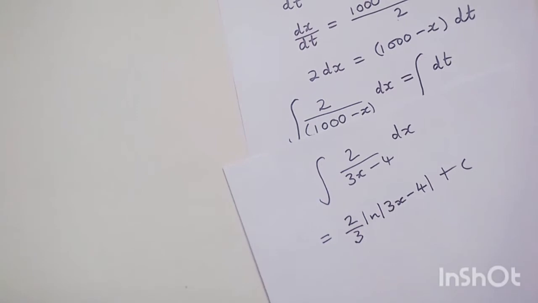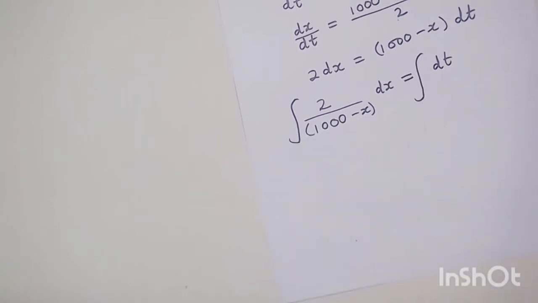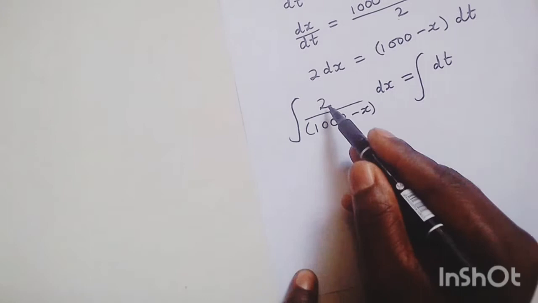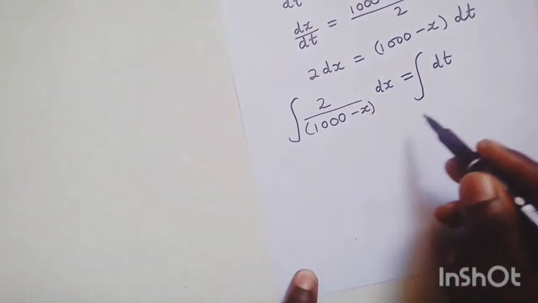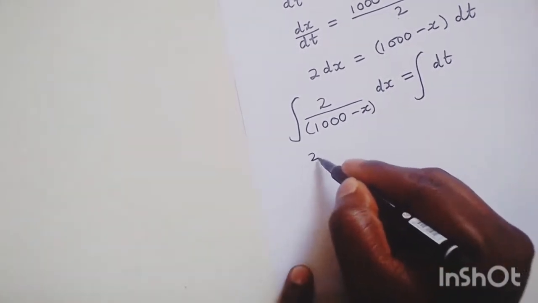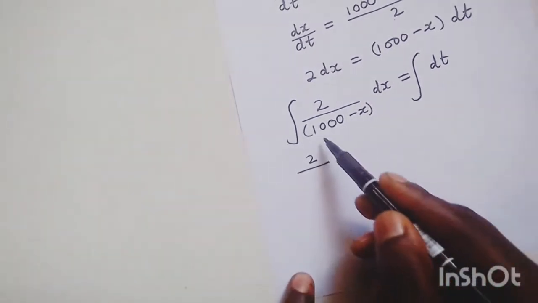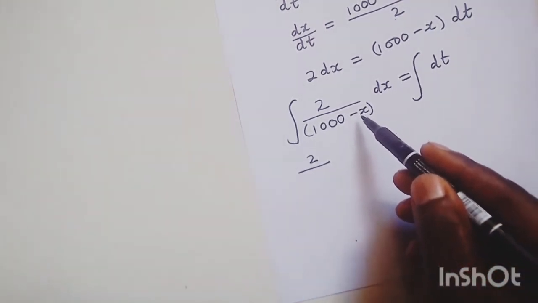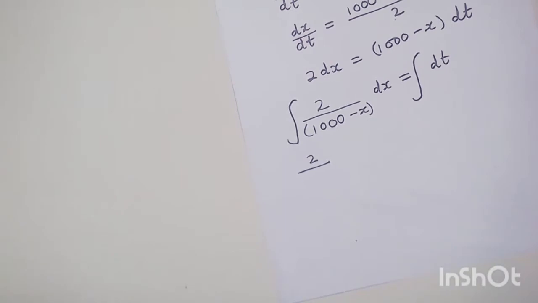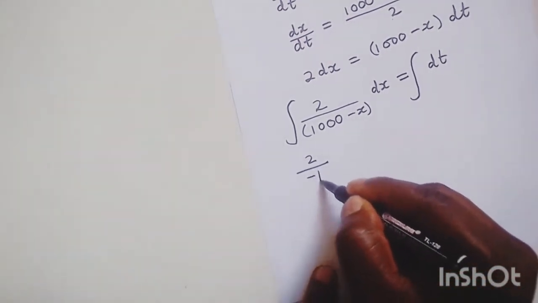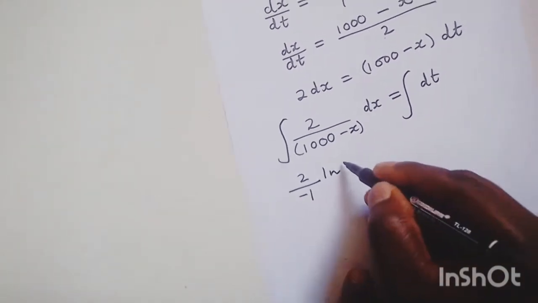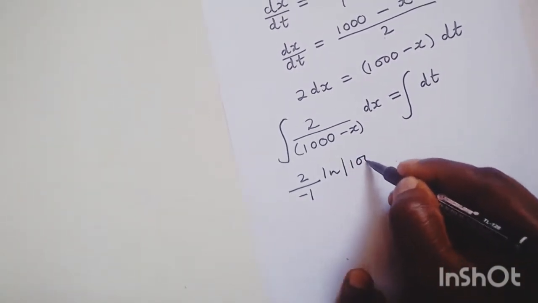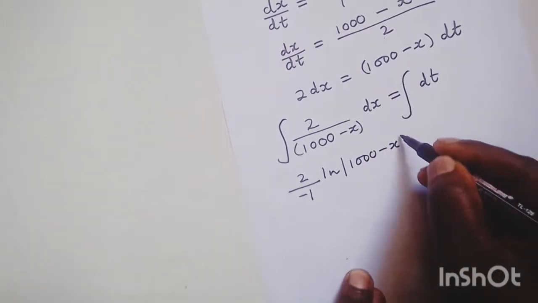So we would like to do the same on our left side, right? So the integral of 2 over 1000 minus x. The first thing is to write 2. Derivative of 1000: 1000 is a constant term, so the derivative of 1000 is 0. Right, derivative of minus x. Remember, minus x is as good as minus 1x. So the derivative of minus 1x, you get minus 1. Then you put your ln of 1000 minus x like this.